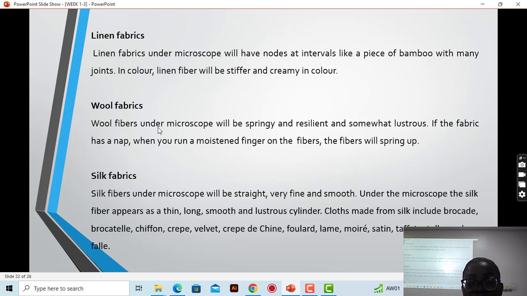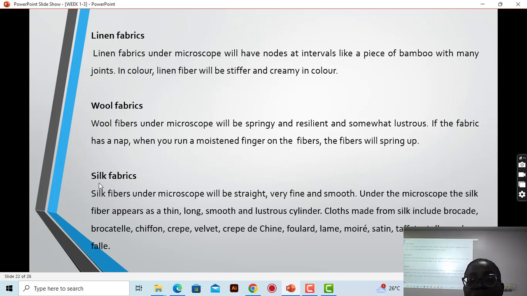Then what about wool fabrics under the microscope? It will be springy. It's not spring rolls. It will be like a spring. It will look like it's bouncy, resilient and somewhat lustrous, as if it has a little bit of sheen. If the fabric has a nap, when you run a moistened finger on the fibers, they will spring up. That is, if it is a woolen fabric, they will stand up. They won't lie down flat like that of cotton.